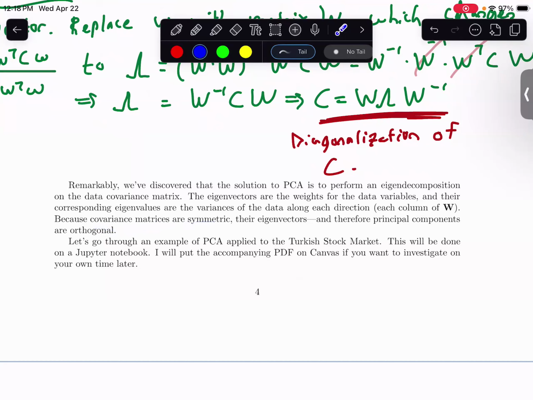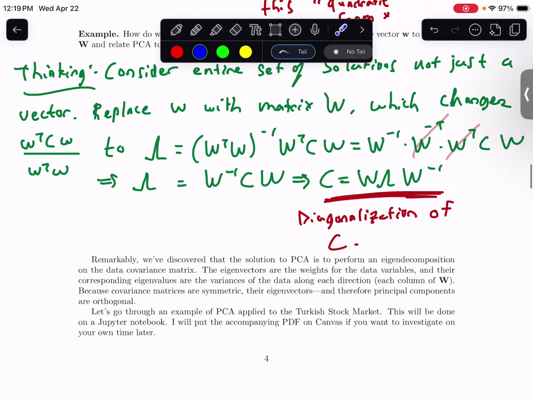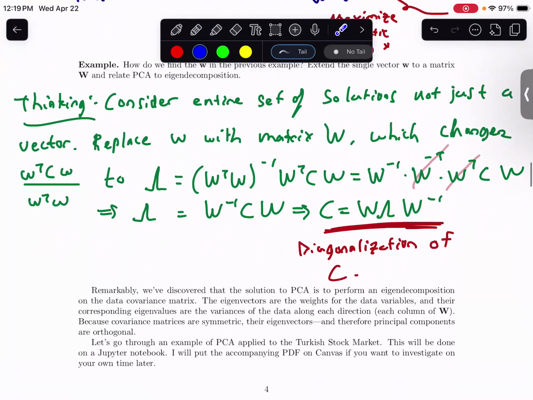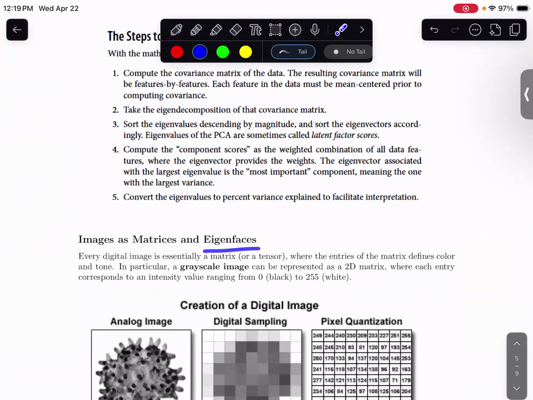So we know the eigenvalues are going to be real numbers, and we know that their eigenvectors are going to be orthogonal as well. And so that's really the main theory here. So I'm going to go through a couple of examples. I'm going to continue talking about this Turkish stock market example, and then we'll also look at eigenfaces as well.